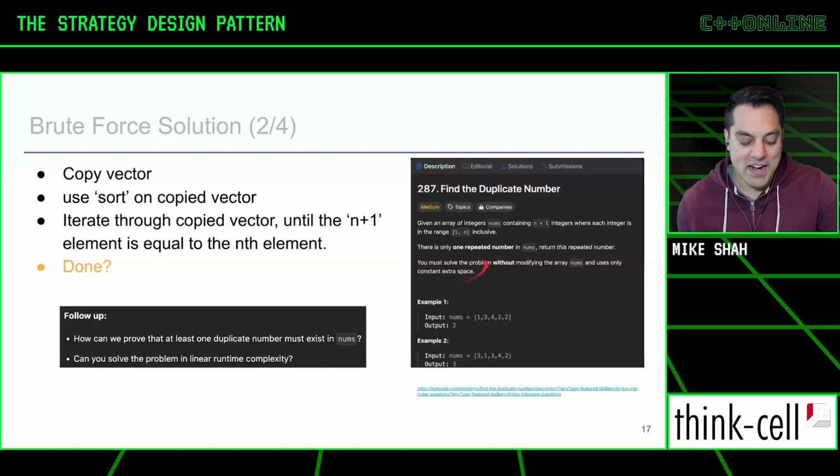There were our constraints here. And there's even a follow up to this problem to make it more interesting for how we can prove that we have at least one duplicate number that exists in the numbers. So again, thinking about our theory stuff. And can we solve the problem in linear runtime complexity?